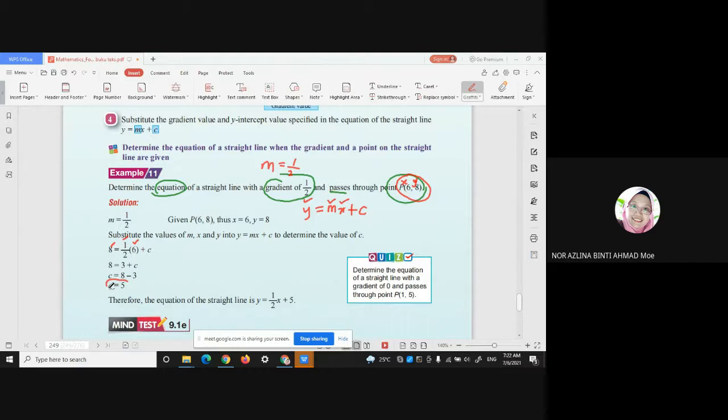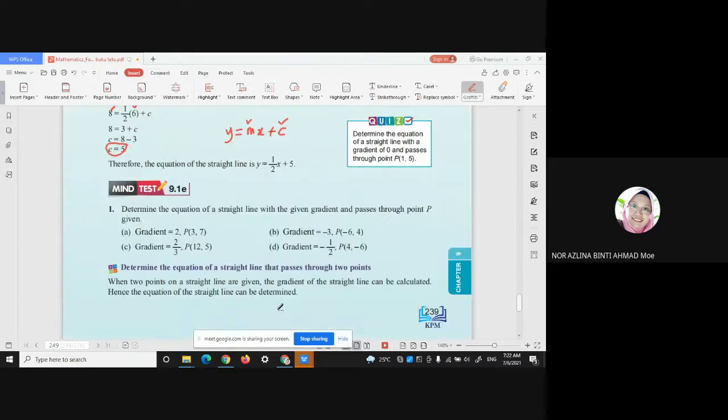When c equals 5, the general equation is y equals mx plus c. When we write the equation, we just write the value of m and the value of c. m equals 1 over 2, c equals 5. x and y, no need to write a value. You just write y and x, meaning x and y can be any number on the straight line. So this is the equation of the straight line.